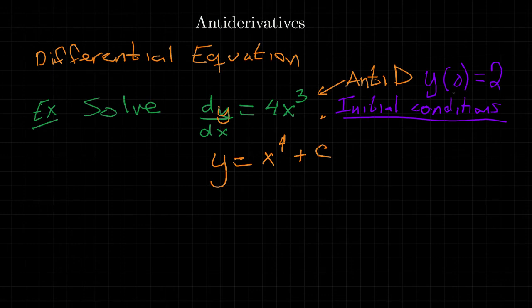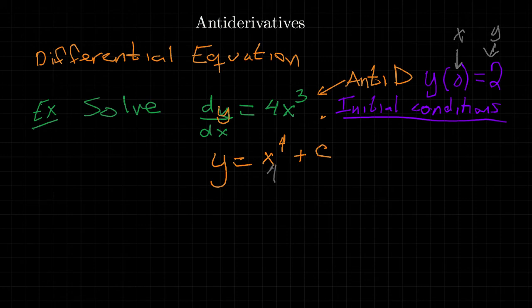Okay, so this is my initial condition. What this is telling you is it's giving you specific information about the x and y values of your function. So it's saying that when x is equal to 0, y is equal to 2. So what do you think that's going to be useful for?